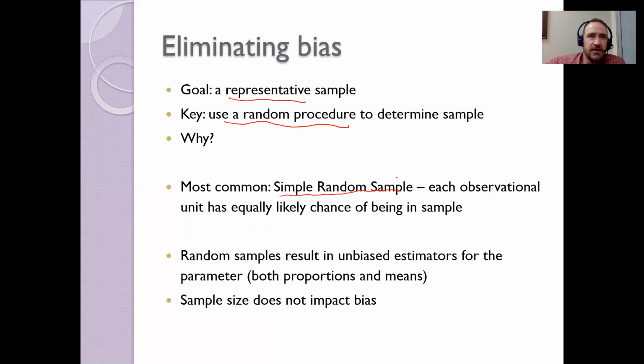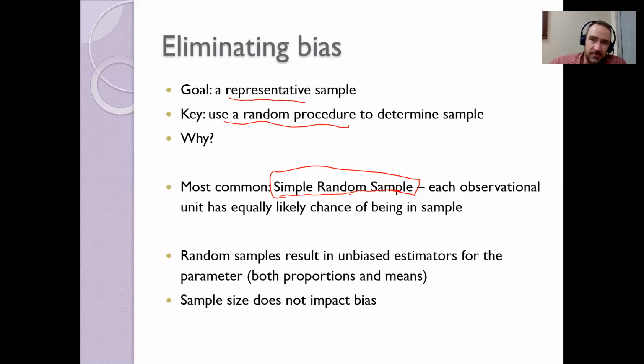How could we do that? How could we make sure everyone has an equally likely chance of getting in? Well, we've already seen a problem with just showing up to campus and walking around looking for students. We might be biased against commuters or something like that. So a better way, and this is the common procedure for a simple random sample, is to take a list of all of your observational units, here all Maryville College students, and use some kind of random process to choose students off that list.